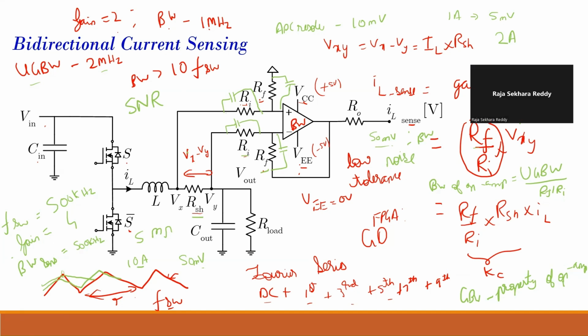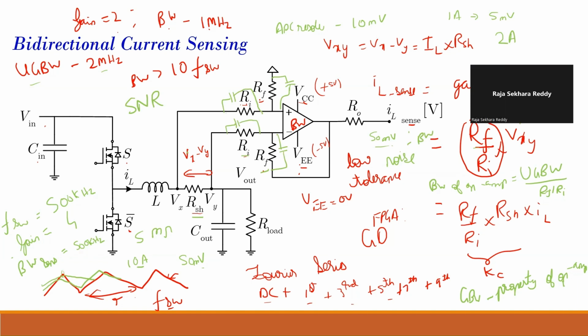If you want the actual IL sense equal to the IL, then the bandwidth should not be less. Again, if you keep the bandwidth high, the noise will come out. Yes. So we have to find a middle point of bandwidth.